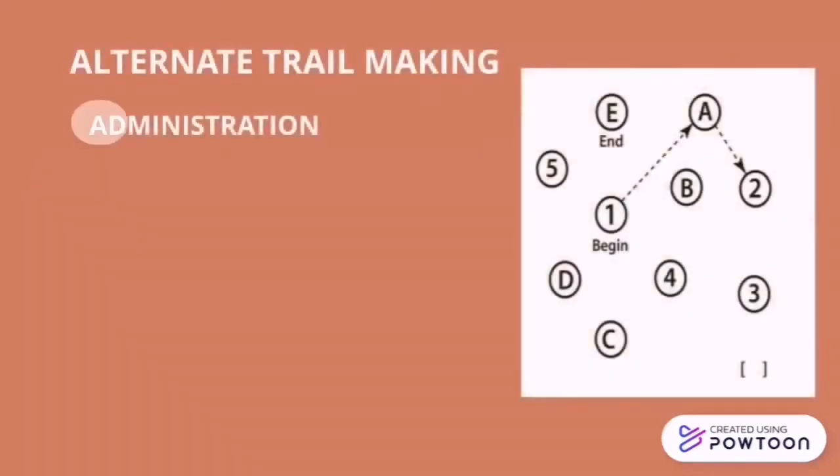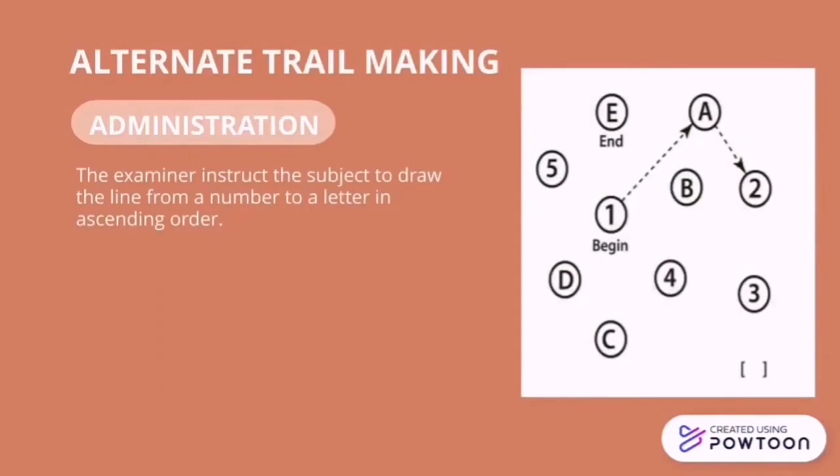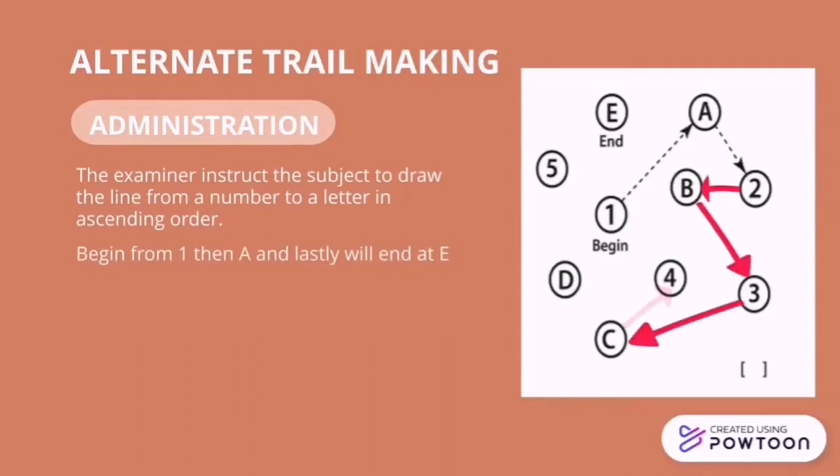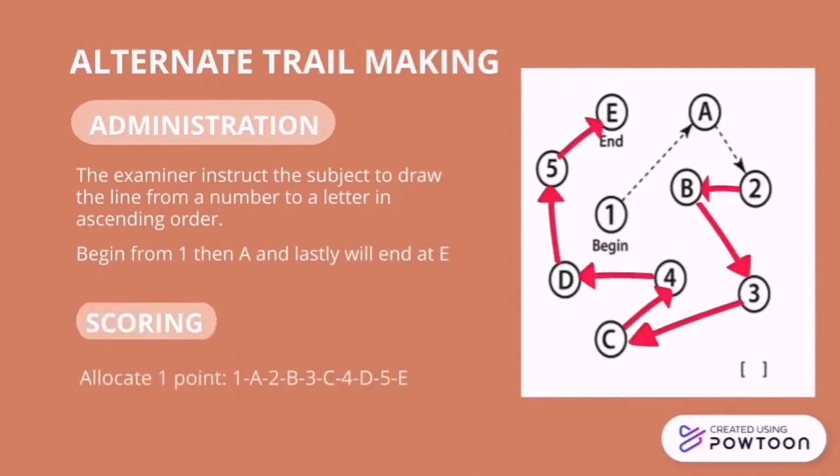For the alternating trail making, the examiner instructs the subject to draw a line from a number to a letter in ascending order, beginning from 1, then A, and lastly ending at E. For scoring, 1 point is allocated if the subject draws the line correctly in ascending order.